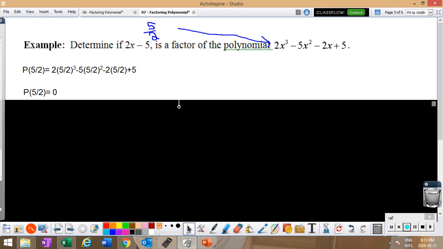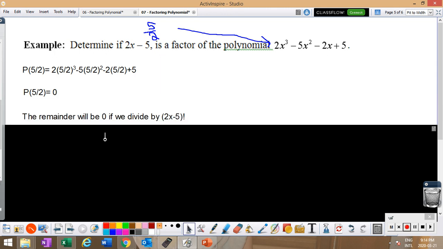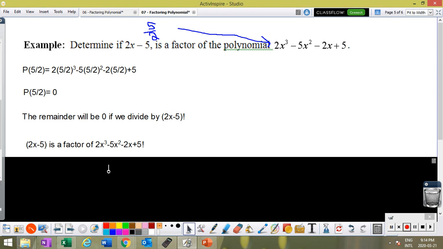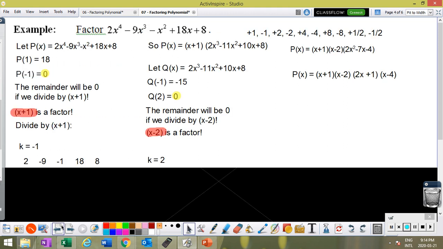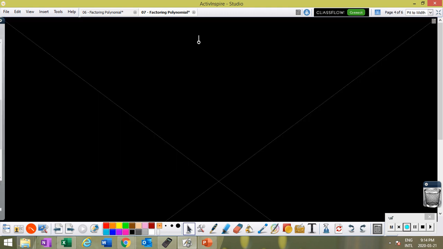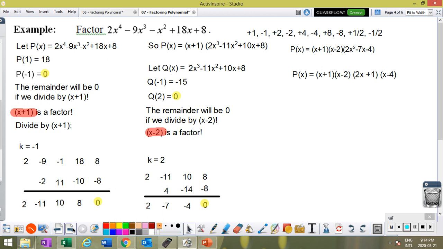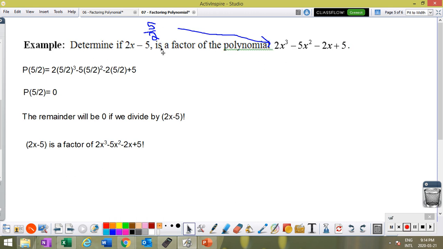It tells us that if I divide by 2x minus 5, my remainder will be 0. And if the remainder is going to be 0, 2x minus 5 is a factor. So that was sort of a side skill that came out of the assignment that wasn't exactly factoring per se, not the long factoring procedure that was in this previous example here. It did come out of that procedure that we can just find out if something's a factor just by subbing in. It's a handy thing to do.